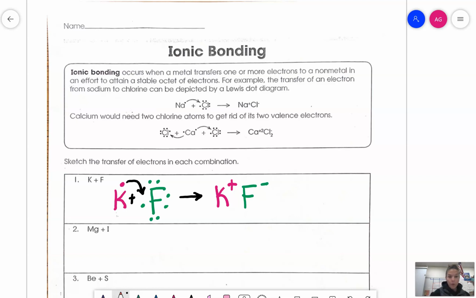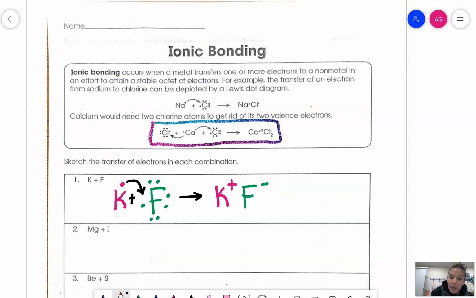Now, if we lose more than one electron, so if you take a look up here, where we've got calcium losing 2 of its electrons, and one electron is going to one chlorine atom, the other is going to another chlorine atom. If you need to represent more than one atom, this is what it's going to look like.